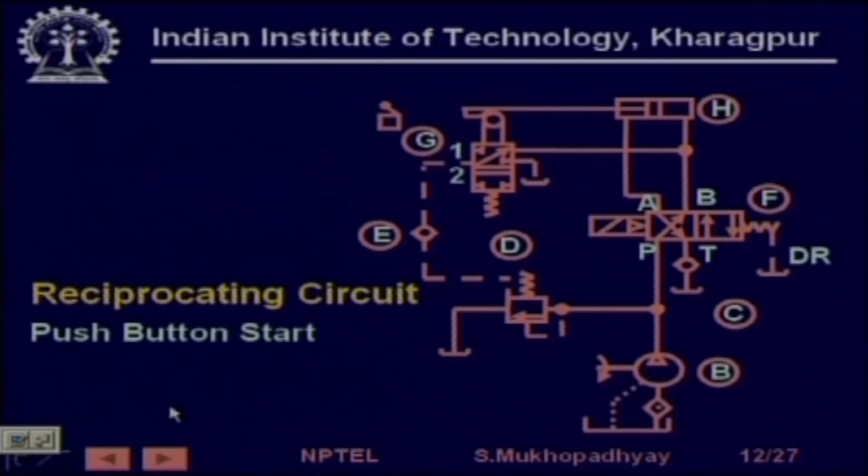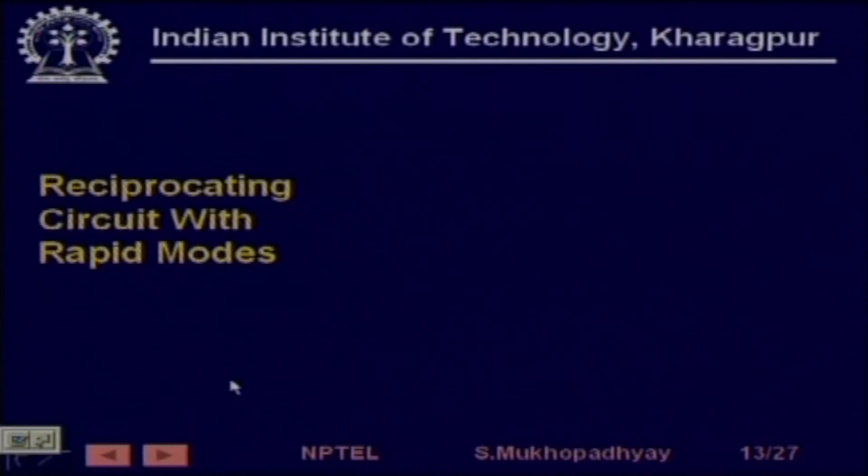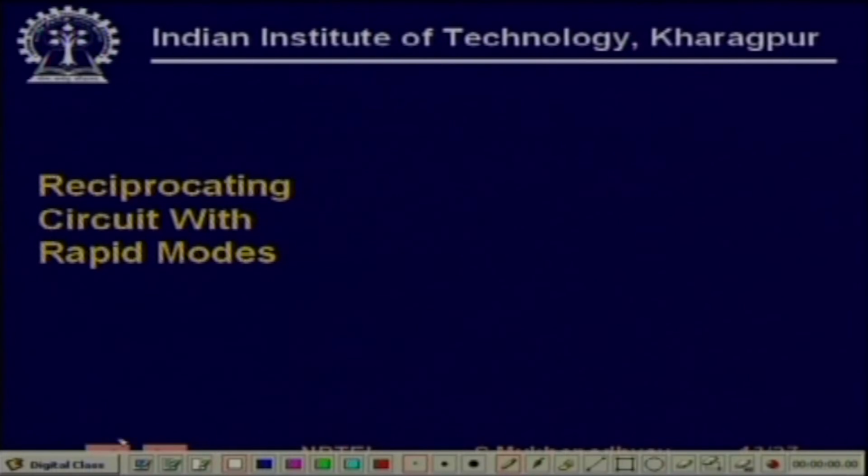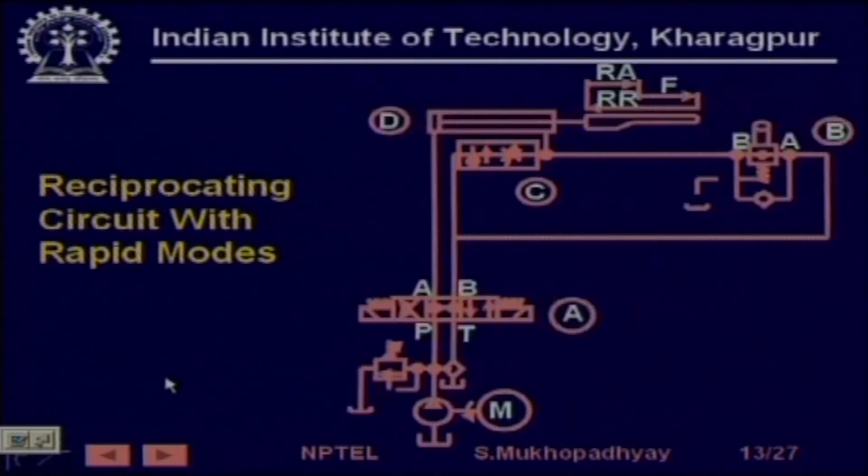So, let us look at the next example. Now, we want to do some special things, that is, we want to save. Sometimes it happens that during the extension stroke you are pushing hard against a load, so you want to do it slowly, while the retraction stroke is free, so you want to do it rapidly, because you want to save time of the operation, right. So, let us see how we can do that.